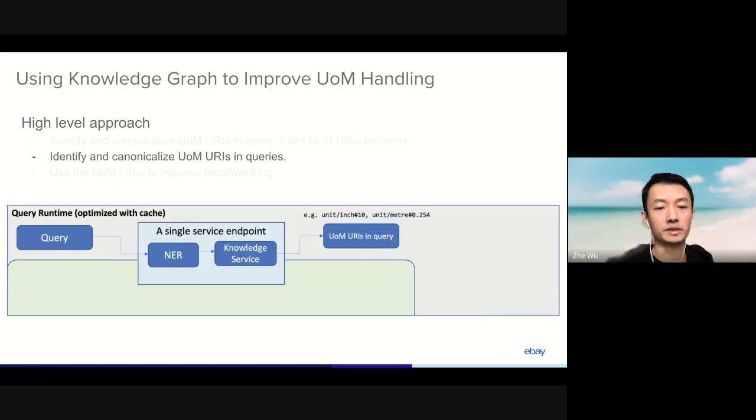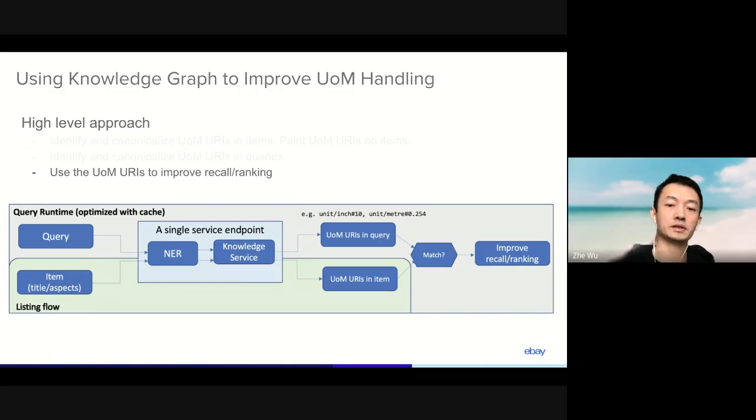Now, at query time, the query comes in, and it may or may not contain a unit of measurement. We pass the query through the same service endpoint, which does NER and the knowledge service, and then we are able to extract the UOM URIs that exist in the query, if any. If we put these two workflows together: item data flows in, we extract UOM URIs; the query comes in, we do the same thing, and then we match them up. If there's a match, that information can be used to increase recall and also improve ranking.